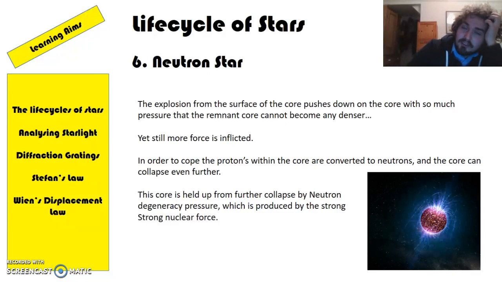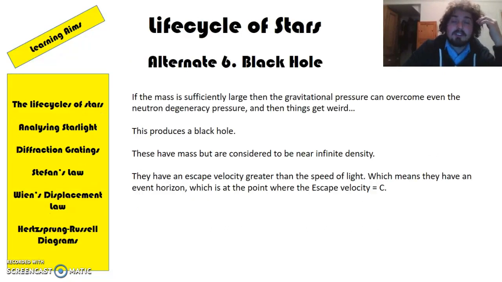Now, there'll be loads of electrons knocking about, but because of it all being neutrons, it basically becomes one massive atom, which is nuts, but it isn't. It's becoming one massive atom in effect once it's done that. Now that neutron star is then prevented from further collapse by something called the neutron degeneracy pressure, which is produced by the strong nuclear force. And if it doesn't stay a neutron star, if it's got sufficient mass to overcome that strong nuclear force, neutron degeneracy pressure, and it collapses in on itself further than that, then it becomes a black hole, and things get really weird and we don't really understand them.